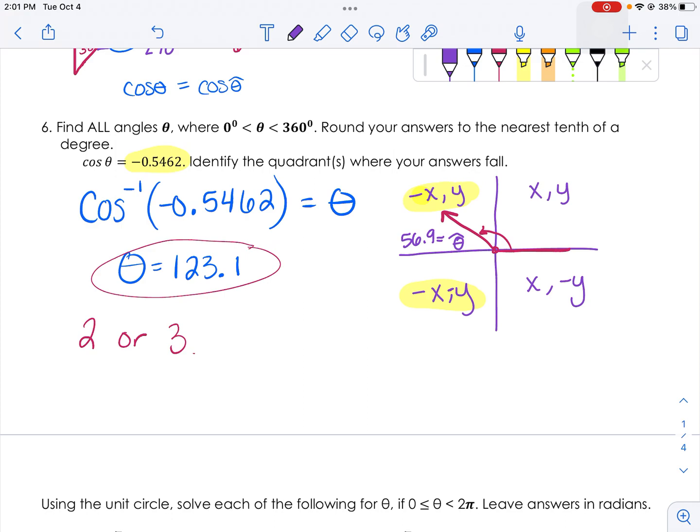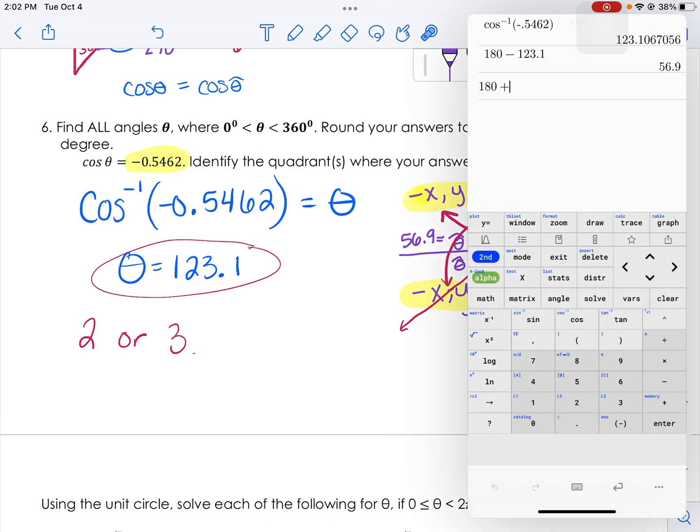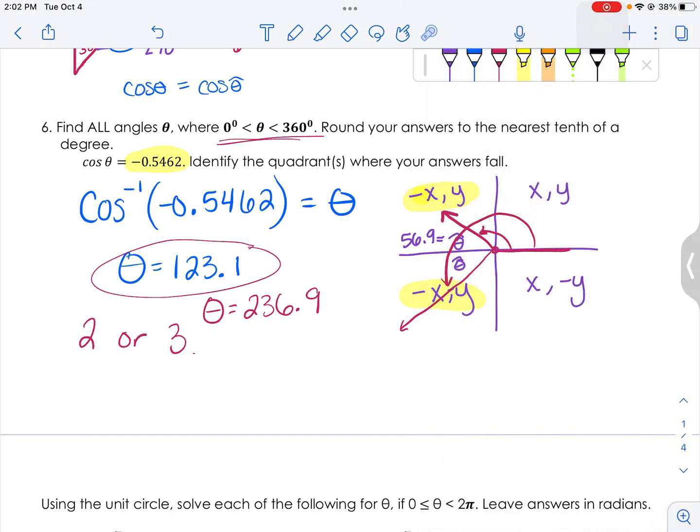So then in the third quadrant, this angle down here with the same reference angle would have the same trig value, the same cosine value. So to find this angle, I would have to take 180 and then add 56.9 to find that angle in the third quadrant. So 180 plus 56.9 gives me another answer of 236.9. And then I limited this between 0 and 360 because you could continue to keep finding answers, because anything coterminal.